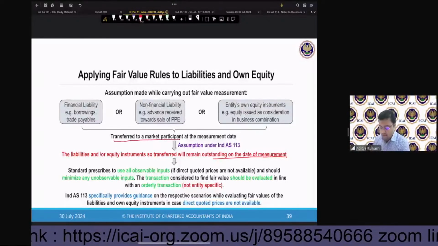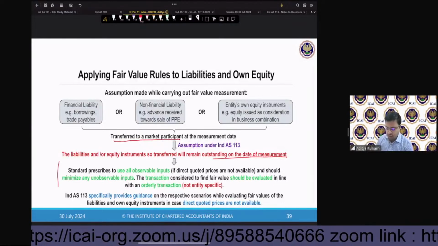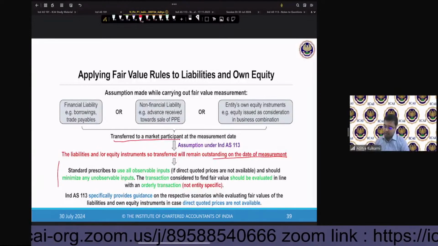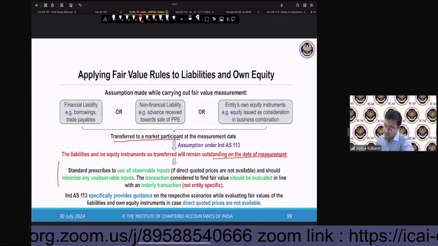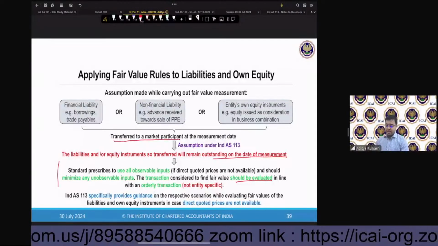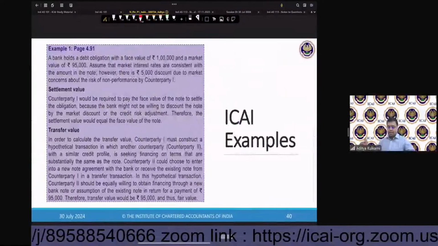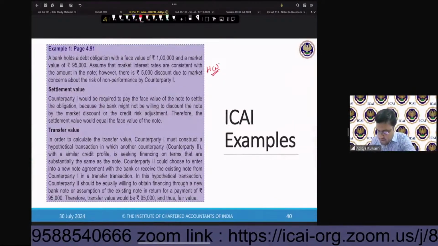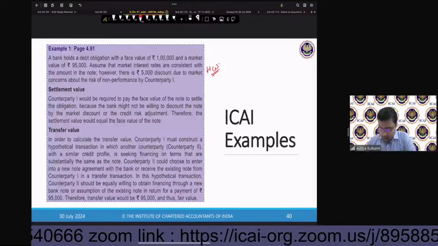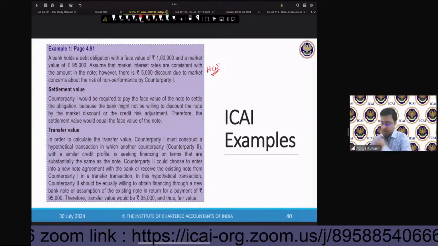The assumption is they are transferred to a market participant. They will remain outstanding on the date of measurement. So use all observable inputs, maximize observable inputs, minimize unobservable inputs. The transaction considered to find fair value should be evaluated in line with an orderly transaction, not entity specific. Fairly simple, so go through this for homework. It is just an example that tells what they mean by transfer of a liability and how to do the fair value.